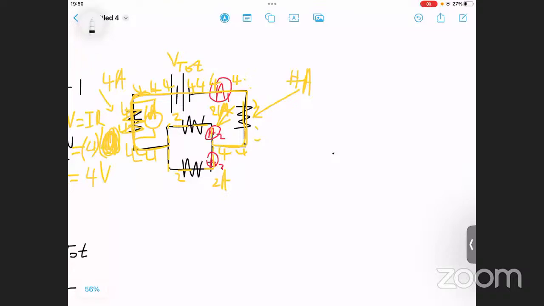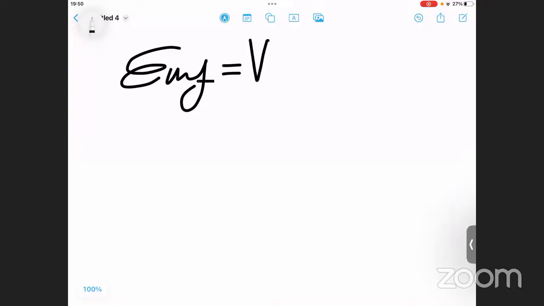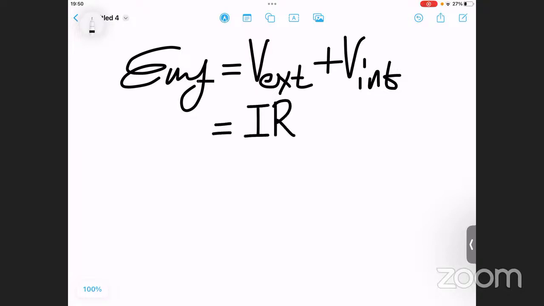So now, let me introduce you to something that we're going to be looking into, something called the EMF, which is equal to V external plus V internal. What is the formula for calculating V? What we know is that V equals IR. For external V, we just know it's IR. But for internal, we use small letter r.